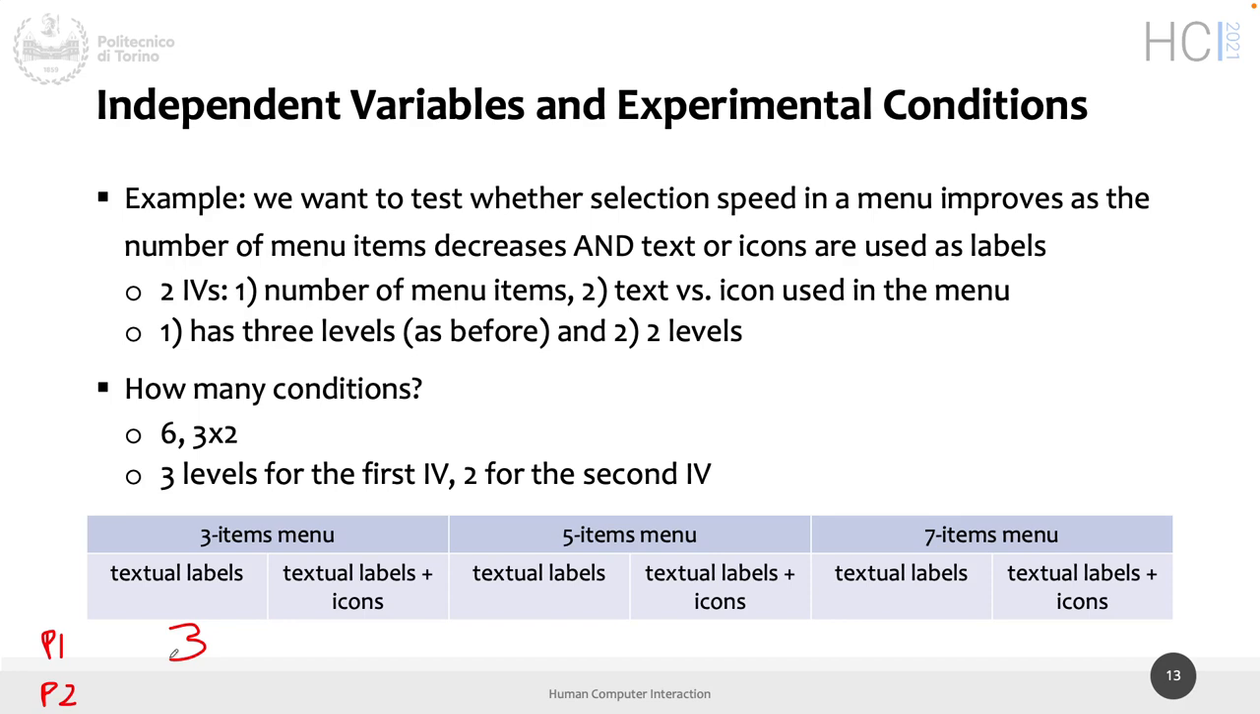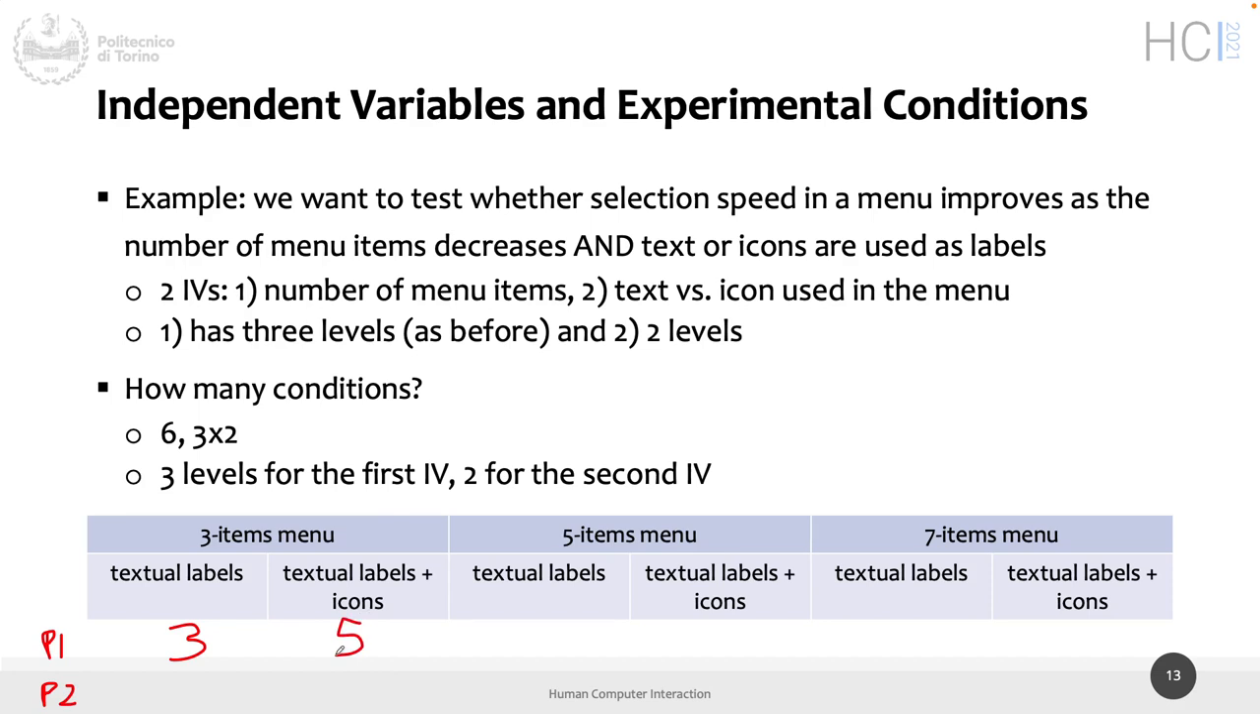Participants does his task, and then we say, okay, thank you. This is another menu. And we give participants the 3 menu item with label plus text plus icon as the label, and we measure the same time. We do the same task, and this person makes, I don't know, 5 seconds here. And then we say, thank you, and we continue.